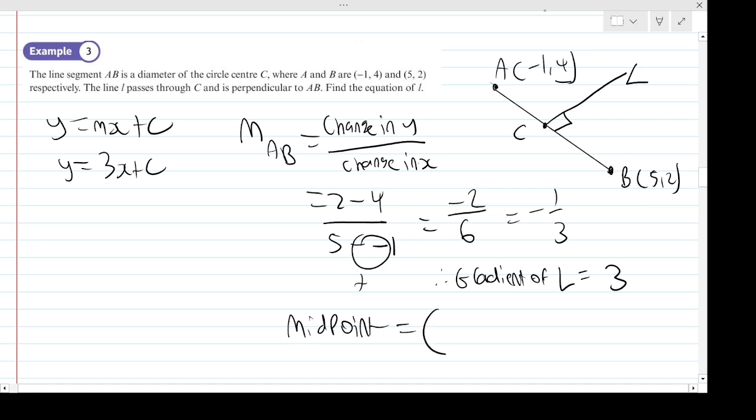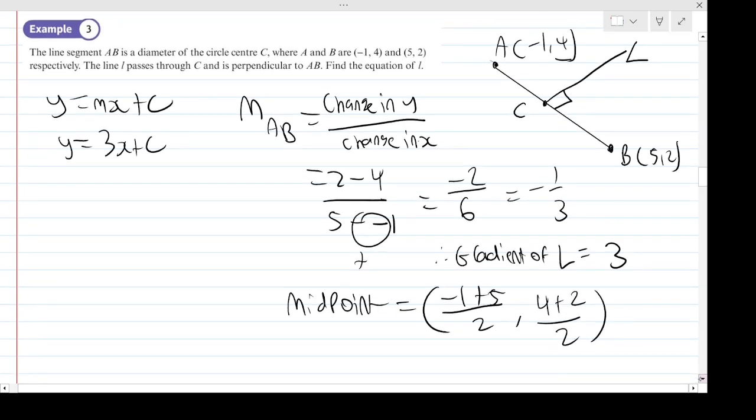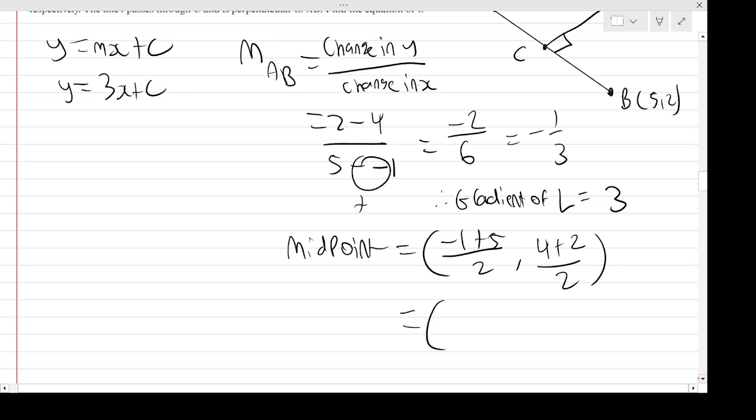Well, the midpoint, again, is you add the two x values of A and B together. So let's do minus 1 add 5, all over 2. So take the average. Then we add the y values together, so 4 plus 2, again over 2. Then we can work that out: 5 minus 1 is 4 over 2, that'd be 2. 4 plus 2 is 6 over 2, that'd be 3. That's our midpoint, so therefore our centre is (2, 3).